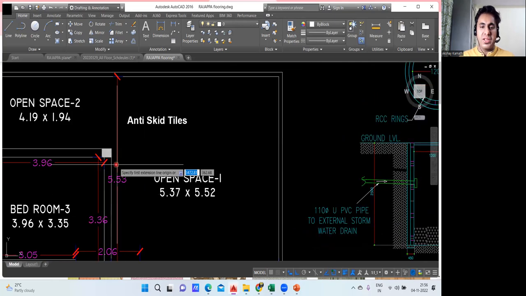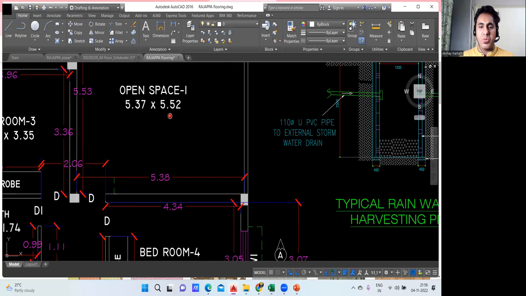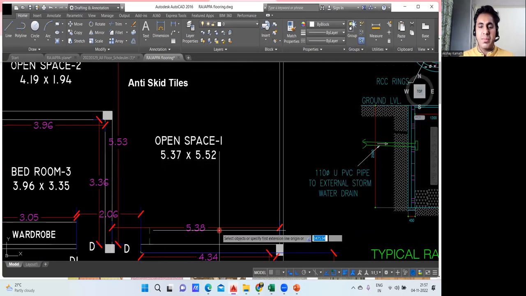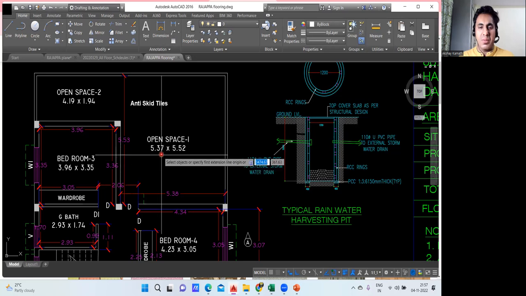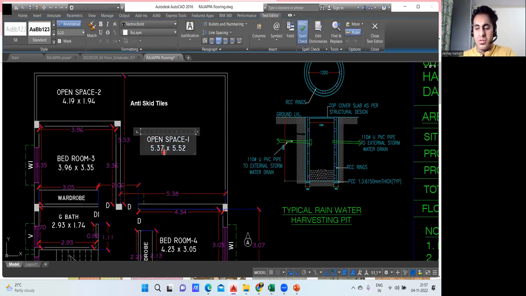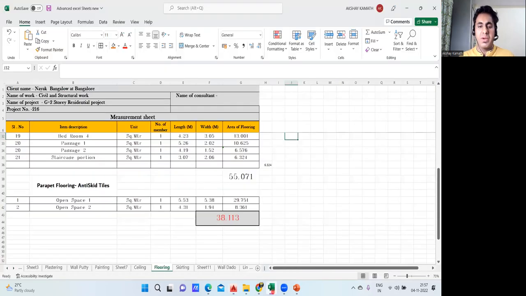And this is 5.53. Actually, it is 5.37 by 5.52. But in the measurement, I'm getting 5.38 by 5.53. So I'll consider the same thing. And now I'll update the same thing here. Okay, so we'll make this 5.38 and we'll make this 5.53. Got it? So same thing I've updated here. So 5.53 and 5.38. So the area will be very simple. 5.53 into 5.38 comes out to be 29.751 square meter.